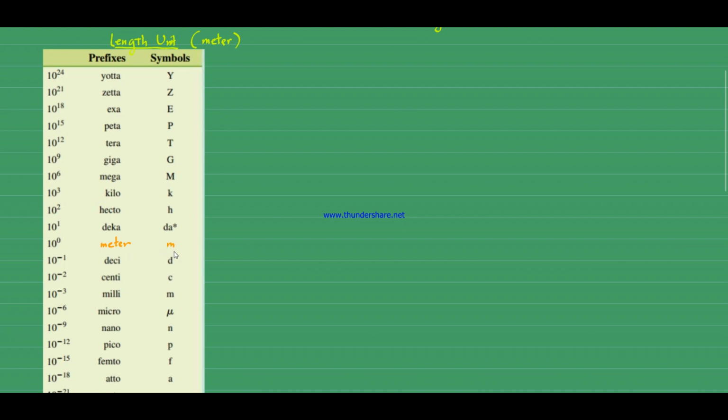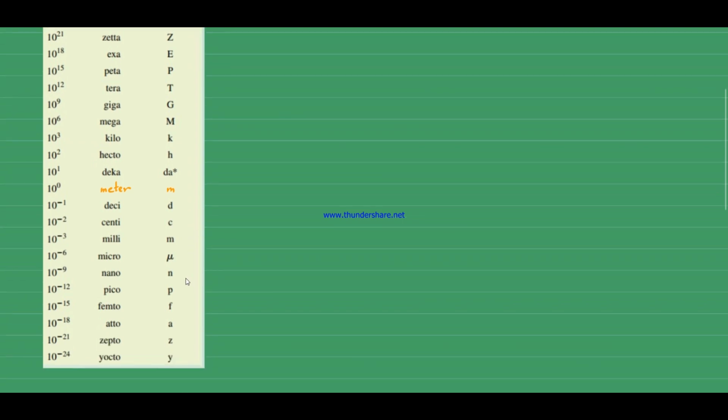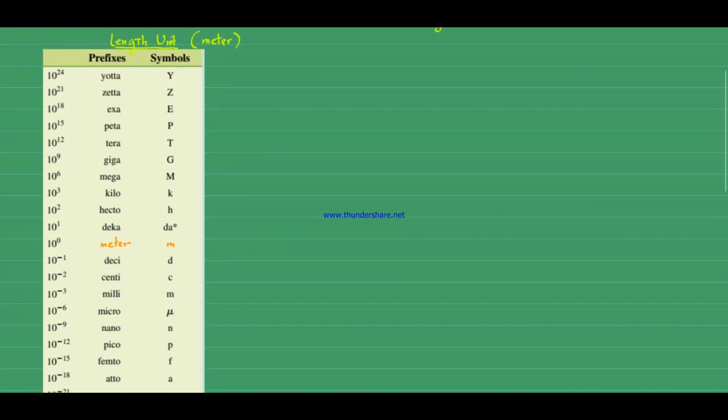The meter symbol is m. Mega is M, kilo is k. You remember when you buy a flash drive, it tells you how many megabytes or how many gigabytes are in the flash drive, in your car or in your computer. After the meter, we have decimeter, centimeter, millimeter, and micrometer. All the prefixes and units over here in the metric system are related to each other, and the meter is the reference one.